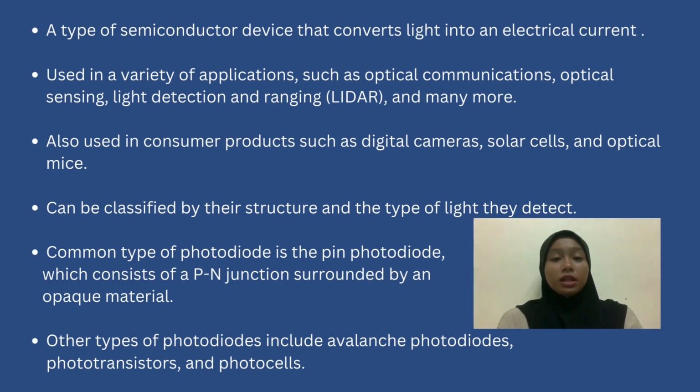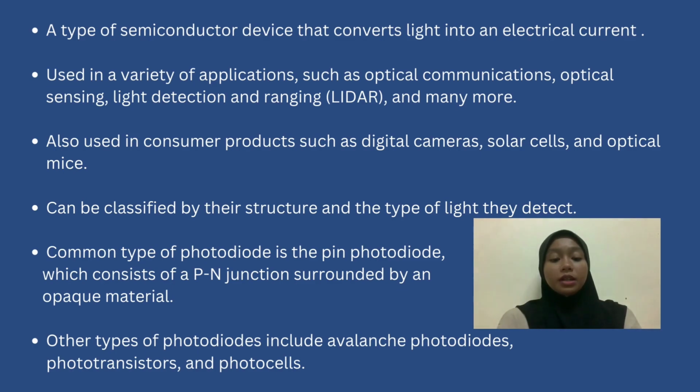First, I will let you know what is photodiode. Photodiode is a semiconductor device that converts light into electrical current based on the mode of operation of the device. Photodiode is used in various applications such as optical communications, optical sensing, light detection and many more. Parts in photodiode are optical filters, built-in lenses and surface areas.